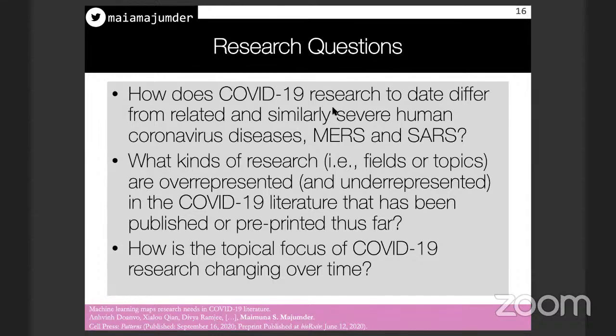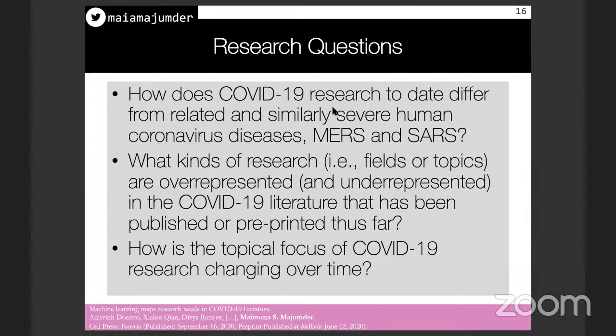More specifically, we were interested in answering three specific questions, which I'll go over quickly now. First, given that COVID-19 has caused a multi-million casualty pandemic and related coronaviruses like Middle East respiratory syndrome coronavirus and severe acute respiratory syndrome coronavirus, known as MERS-CoV and SARS-CoV, thus far haven't, does the research that's been produced to date for COVID-19, especially given the speed at which it's been produced, differ in some way from research that's been produced for MERS and SARS?